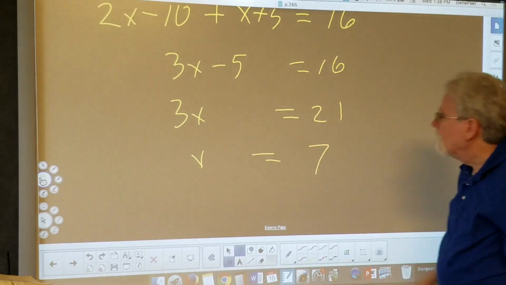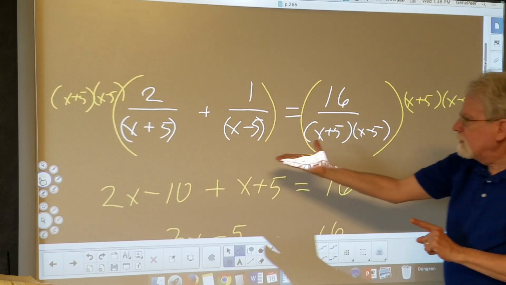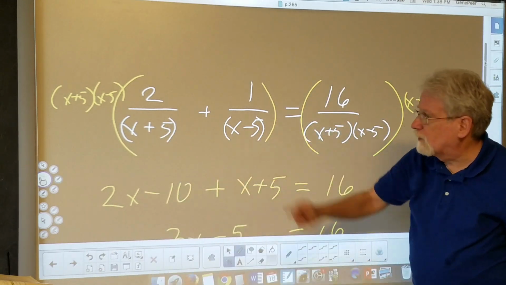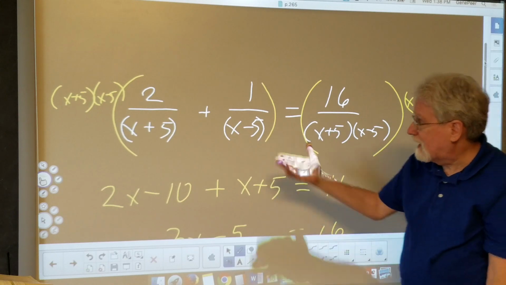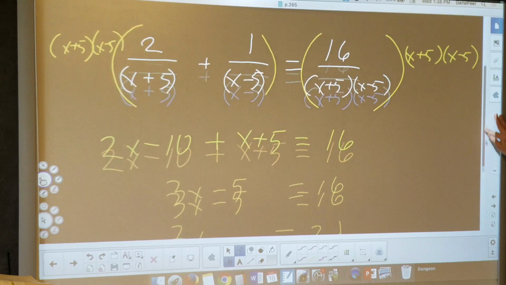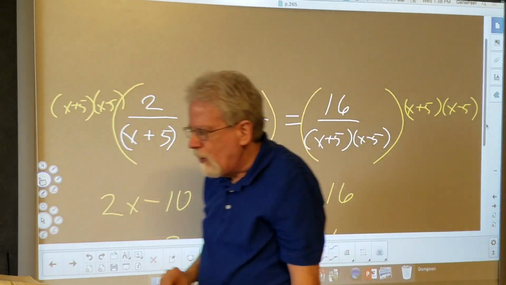x is 7. We go back to the original, make sure 7 is legal, and there's no problem here. By the way, if we had gotten an answer of negative 5 or positive 5, then it would be illegal because you can't have 0 in the denominator. But we got an answer of 7, so there is no problem. 7 works fine. We're done.